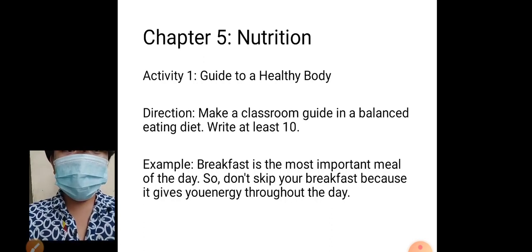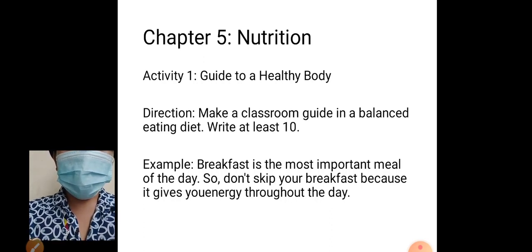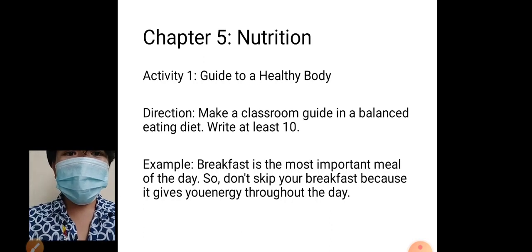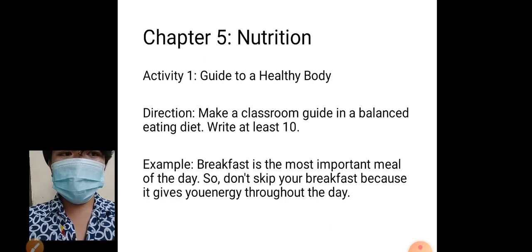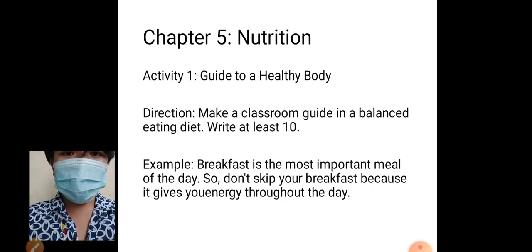So based on the discussion on chapter 5, nutrition, there are a lot of things stated there regarding the facts. What are the things that the child needs to eat? What are the things that the child should avoid eating? So we have the direction: make a classroom guide regarding a balanced eating diet. So write at least 10. So a minimum of 10. So I have an example here.